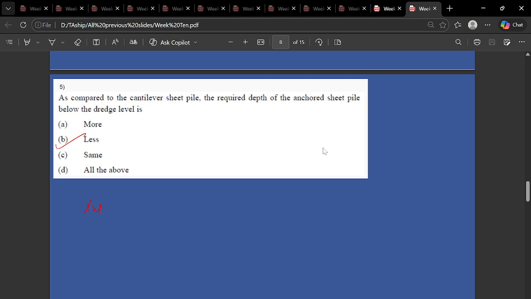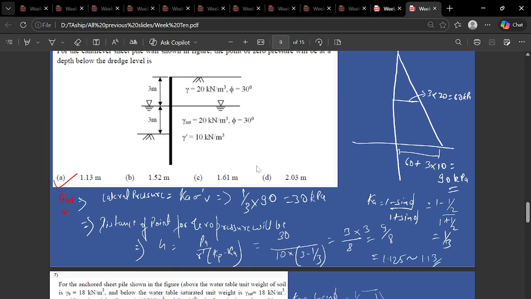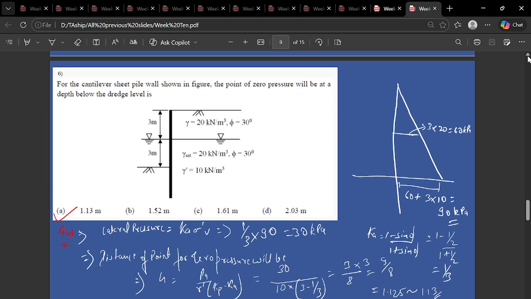As compared to the cantilever sheet pile, the required depth of the anchored sheet pile below the dredge level is less. Yes. So now you need to determine how much is the point of zero pressure at a depth below the dredge level.